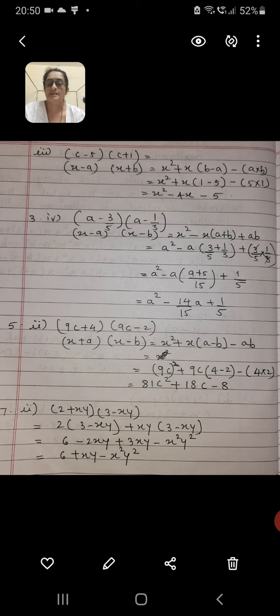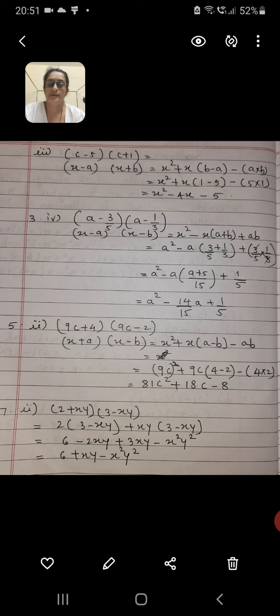Let us go to the next one, that is a minus 3 upon 5 and a minus 1 upon 3. Here we are going to use formula 4 because both the signs are negative. So minus a and minus b formula we are going to use. There are 3 terms, a, 3 upon 5, 1 upon 3, using the fourth identity, that is x square minus x a plus b plus ab. So replace the values here. We are going to consider 3 upon 5 as a, 1 upon 3 as b.